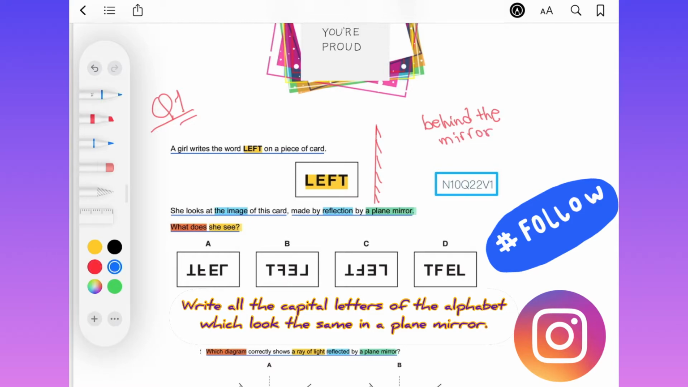Okay, so you have here the letter T at equal distance behind the mirror. You will find the letter T. And then F laterally inverted, E laterally inverted, L laterally inverted at equal distance. So the answer of this one is B. Okay, some capital letters, you will find no change in orientation. So please, if you would like, write in the comments what are the capital letters which will have the same orientation when they are reflected by a plane mirror.